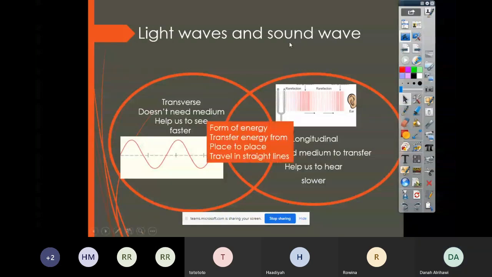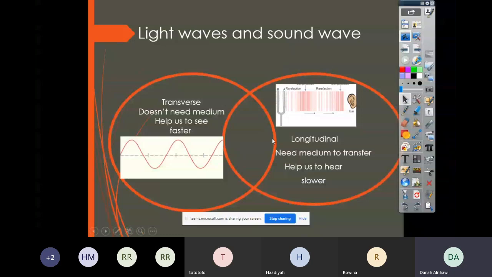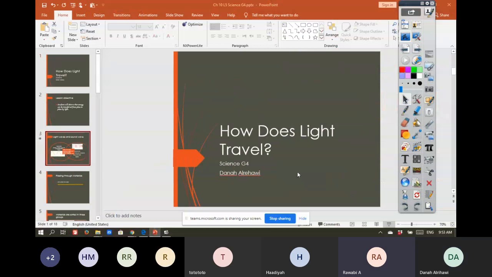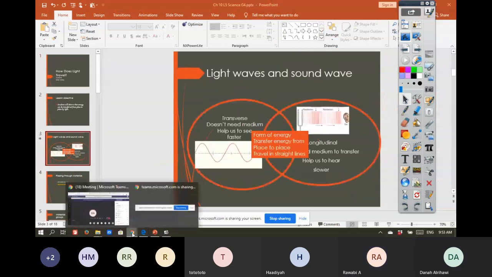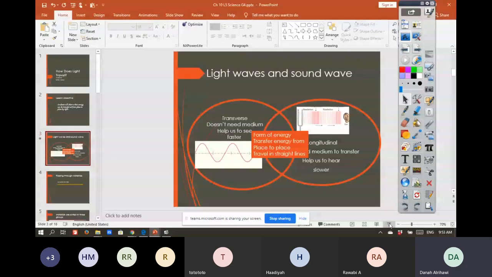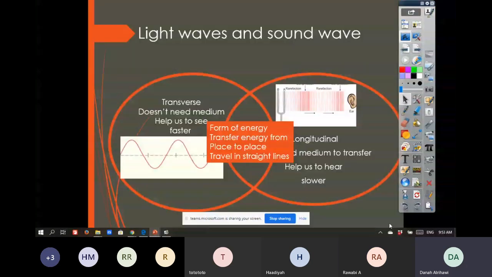Now, as you know, the sound wave helps us to hear, and it's slower than the light waves.